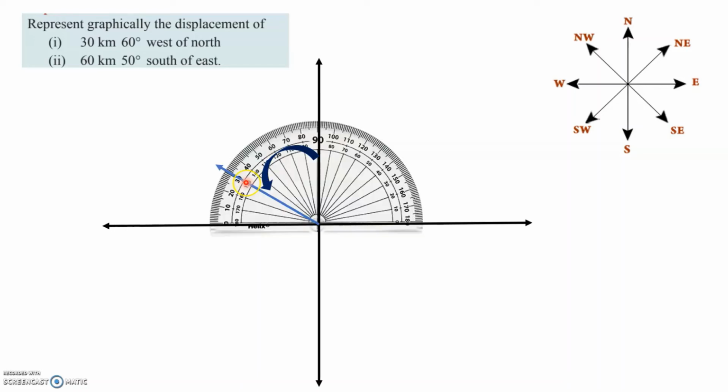So now let me bring in my protractor, and I'm going to mark 60 degrees from here. 10, 20, 30, 40, 50, 60. So it's 60 degrees from the north.